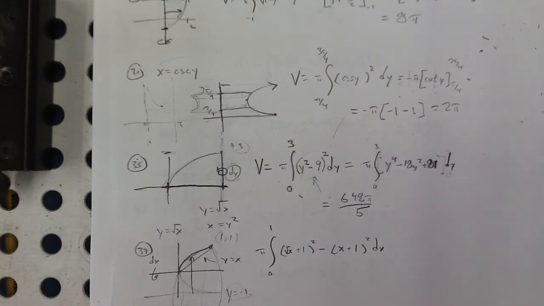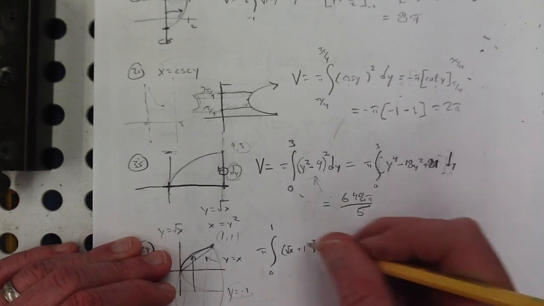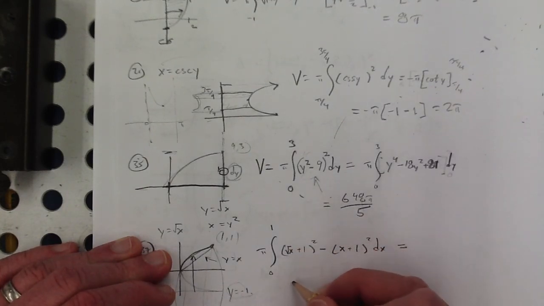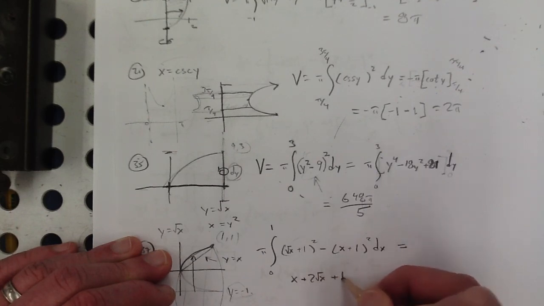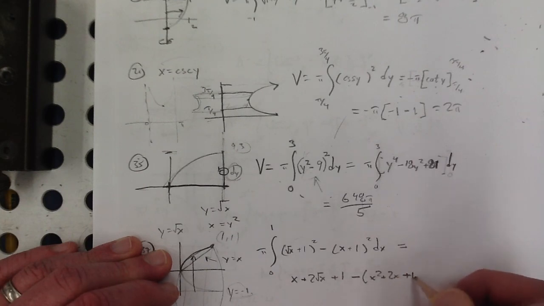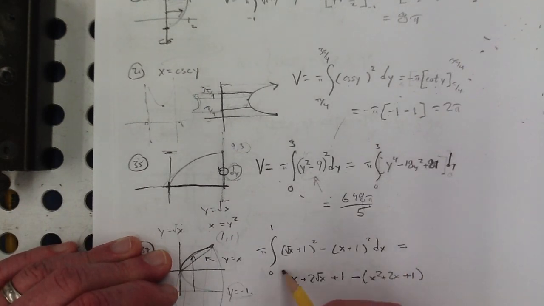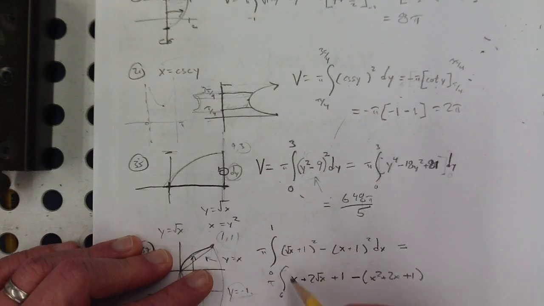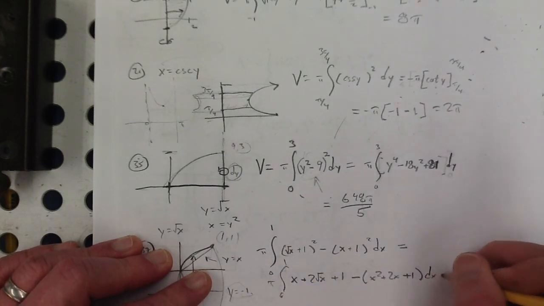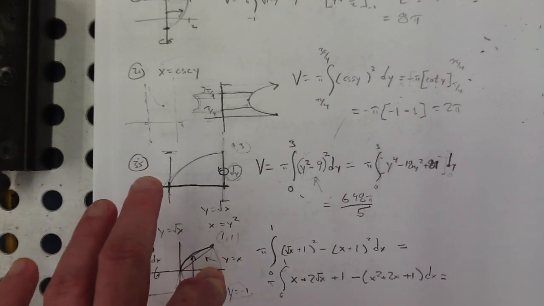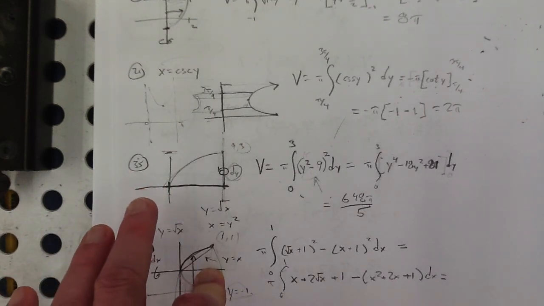There is some algebra to do here, but that is set up right. And after you do all that algebra, you've got to FOIL this out. This FOILed out is x plus 2 square roots of x plus 1 minus x squared plus 2x plus 1. So there are some things that cancel out and you can consolidate. But at the end of the day, you should get an answer of pi over 2.